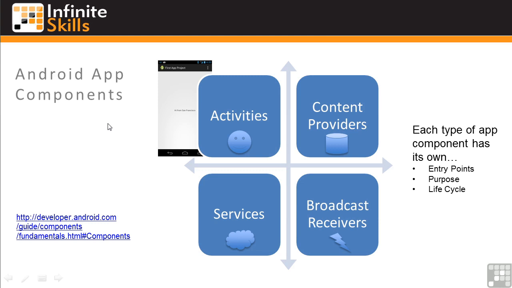In this lesson, you'll learn about different types of Android app components. These components are part of making more complex Android applications. As shown in this graphic, there are 4 types of components: activities, content providers, broadcast receivers, and services.